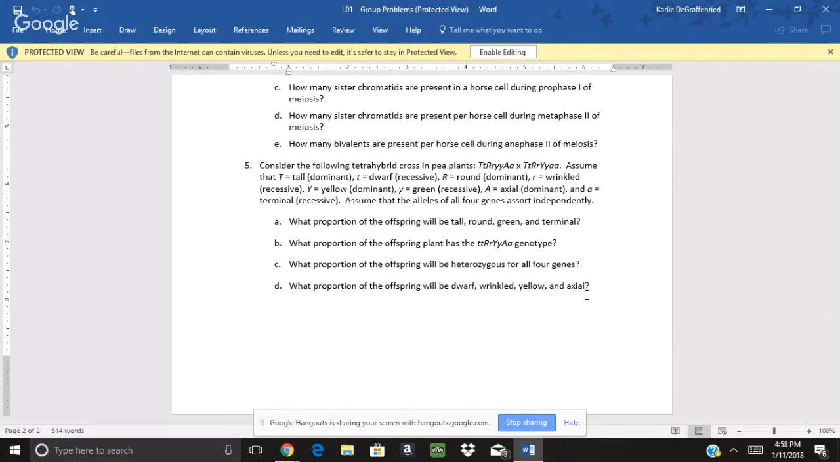What proportion of the offspring will be dwarf, wrinkled, yellow, and axial? So dwarf is homozygous recessive, as is wrinkled. Yellow has to include the heterozygous dominant or the homozygous dominant, which is 1/2, and axial is the same situation. It's also 1/2. So 1/4 times 1/4 times 1/2 times 1/2 equals 0.016.